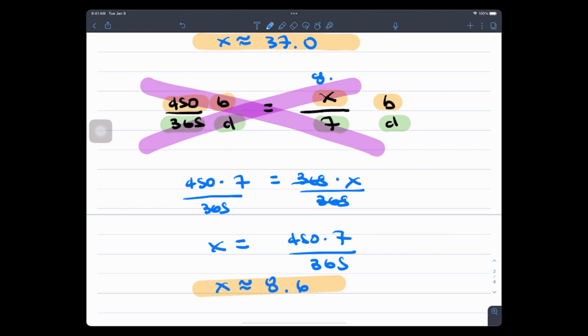8.6? 8.6 what? Births. And that's 8.6 births in how many days? 7 days now.